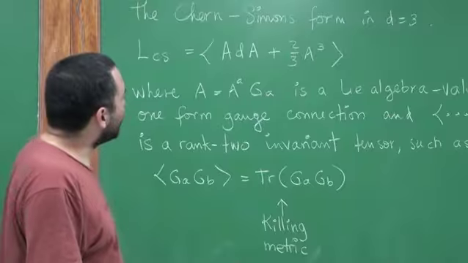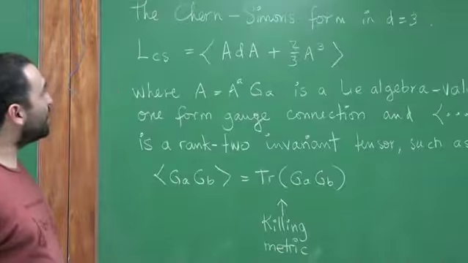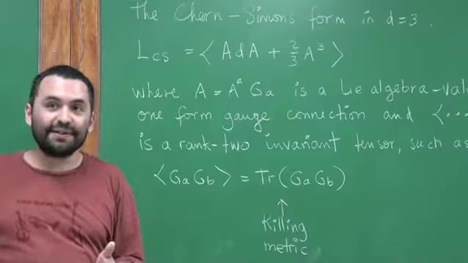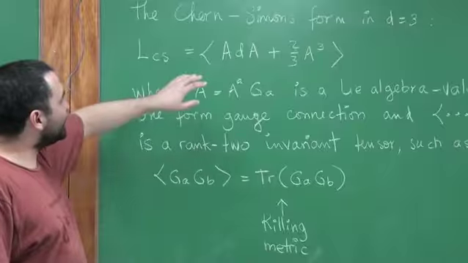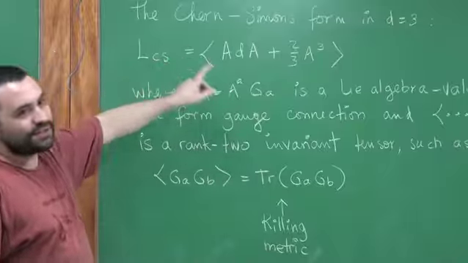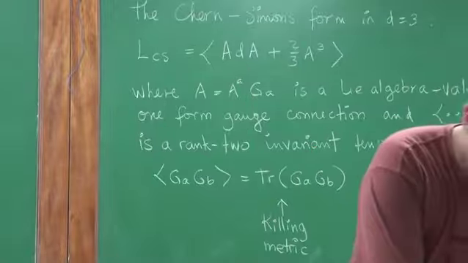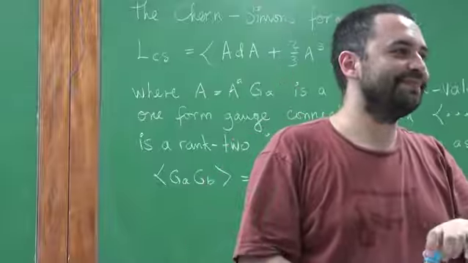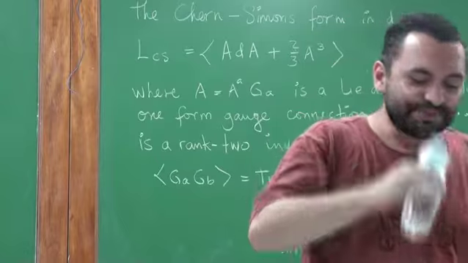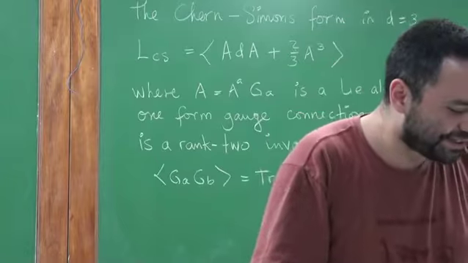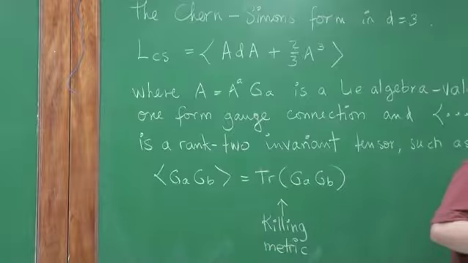So the question is, can we generalize this to higher dimensions? Can we reproduce the three-dimensional miracle in higher dimensions? Is there some sort of analog to this Chern-Simons form in higher dimensions? And the answer is yes, there is, but only in odd dimensions, so not 4. So nature is very special. Very odd. Very odd.